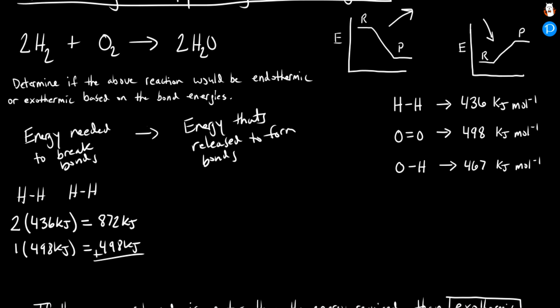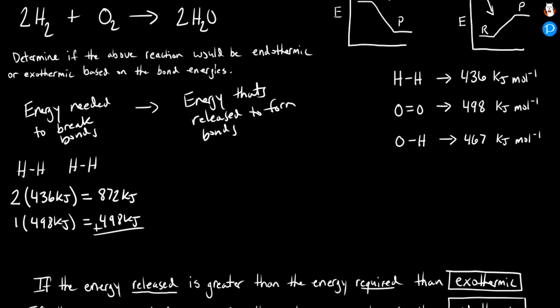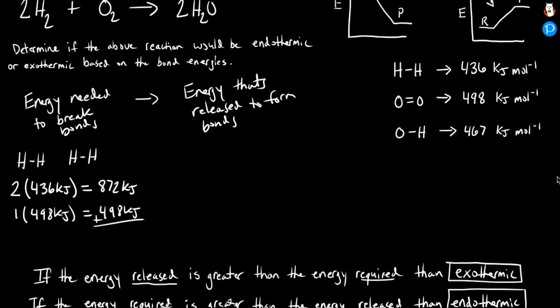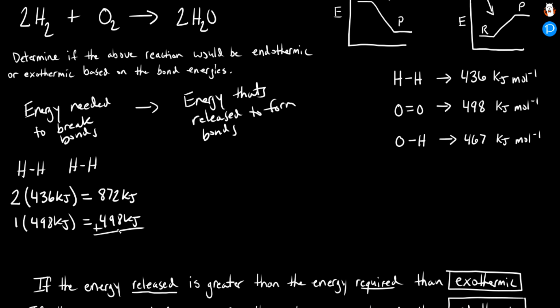Let me move this down a little bit. Oh, that's right, I forgot I had this written down here. So if the energy released is greater than the energy required, then it's exothermic. If the energy required is greater than the energy released, then endothermic, which we already mentioned. But coming back up here, adding these two together, we're going to get, whoops, hold on a second. Mr. Carlson can't do simple math. 1,370 kilojoules.